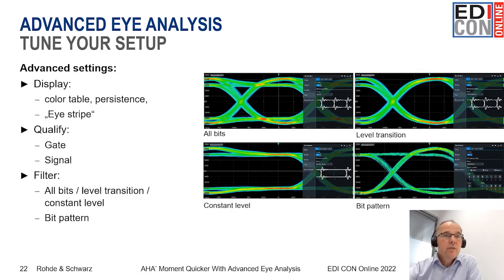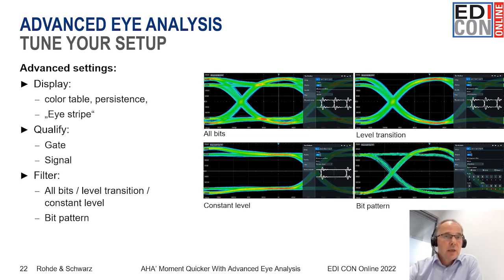And then in the following, I have plenty of possibilities to improve my settings and to get really to a debug mode. I have different options for the display. I can choose between different color tables, between different persistence modes. I have a very powerful function which is called EyeStripe.